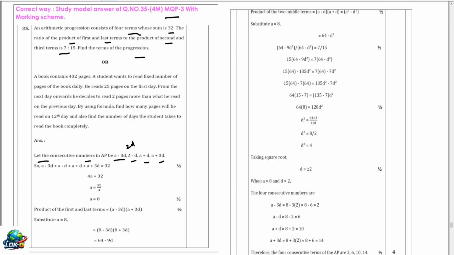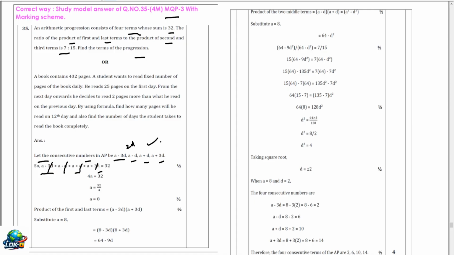A minus 3D plus 2D is A minus D. A minus D plus 2D is A plus D. A plus D plus 2D is A plus 3D. Whenever you add them, the D's will be cancelled. Observe here. If I add, what is given? The sum is 32. A minus 3D, A minus D, A plus D, A plus 3D. If you add them, observe. How many D's are there? Minus 3D plus 3D, minus D plus D cancels. You are left with how many A's? 4A is equal to 32.